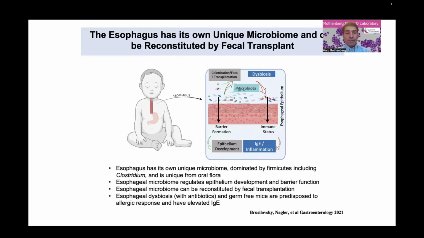It's called flora. And that this flora is dominated by a particular bacteria called Firmicutes, which includes the species Clostridium. What's notable is that the microbiome is required for the maturation of the esophageal epithelium. That the microbiome can be disordered by treating the mice with antibiotics. And then if we take the microbiome that's associated with dysbiosis, that will lead to an elevation of IgE and a predisposition to EoE in mice.